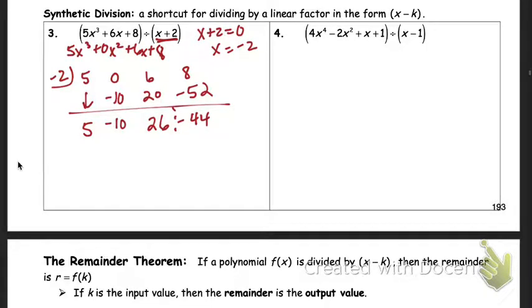Now, my answer for this, I started off with an x cubed, so my answer is going to start off with x squared. So x squared, x, and then nothing. So this is 5x squared minus 10x plus 26, and then my remainder is going to be plus the remainder over what I divided by.